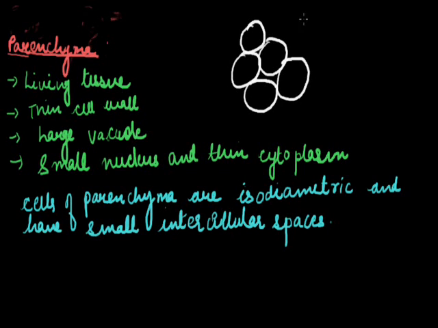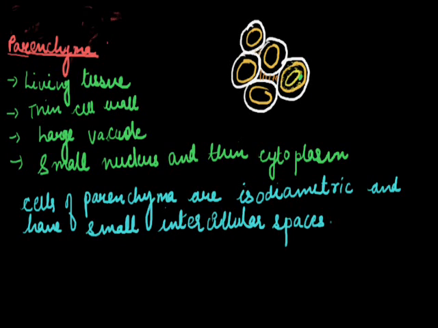It will definitely have a plasma membrane like this. The outer one is the cell wall, which is thin, mainly made up of cellulose. This will be the plasma membrane, inside which there is a large vacuole present centrally, and along with it a small nucleus is present here, and the rest is all cytoplasm. A thin layer of cytoplasm is present here. All these features make parenchyma a living tissue, and the space present here is the intercellular space.